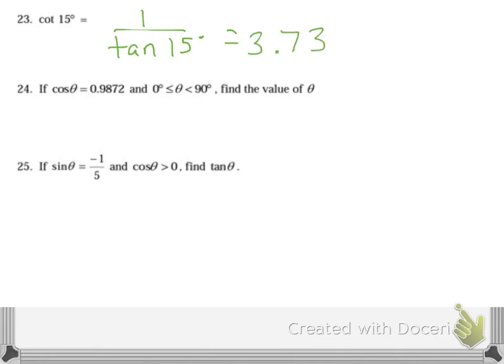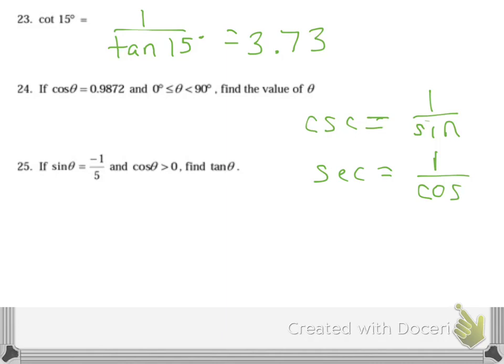3.73. If it's the cosecant in your calculator, remember the cosecant is the reciprocal of the sine, so it would be 1 over the sine. The secant is the reciprocal of cosine, so it would be 1 over cosine.